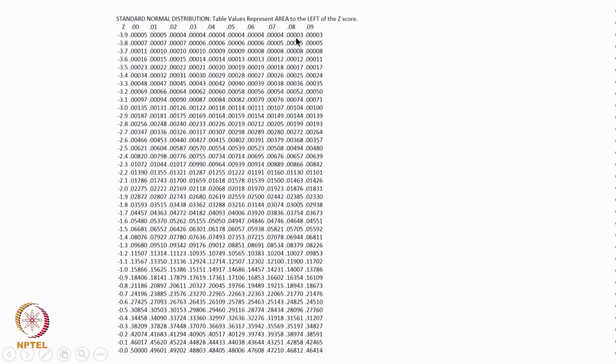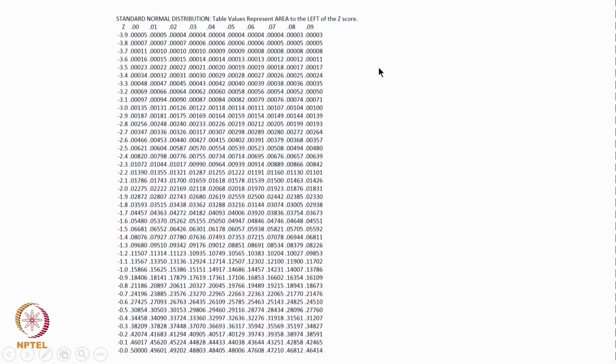So, if you read this table very carefully, since I have to show the entire thing in one slide, I had to reduce the font size. So, you will not be able to read it. So, I am reading it for you. Table values represent area to the left of the z score. So, what is it? There is a z score here, it starts from minus 3.9 and goes to 0 in this table, and you also see 0.00, 0.01, 0.02, 0.03 and so on.